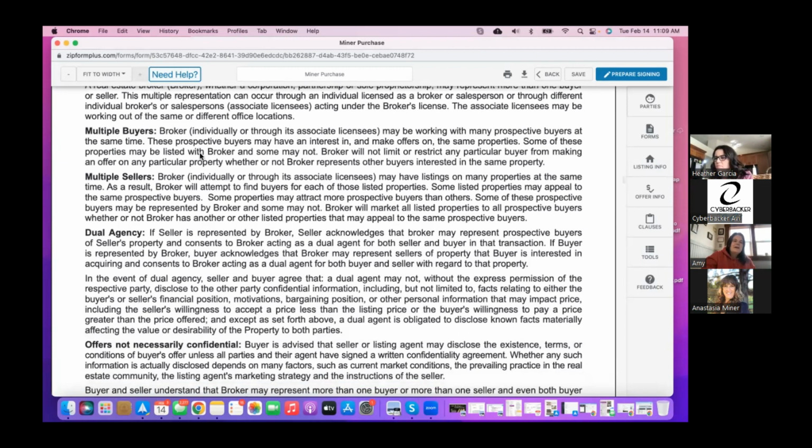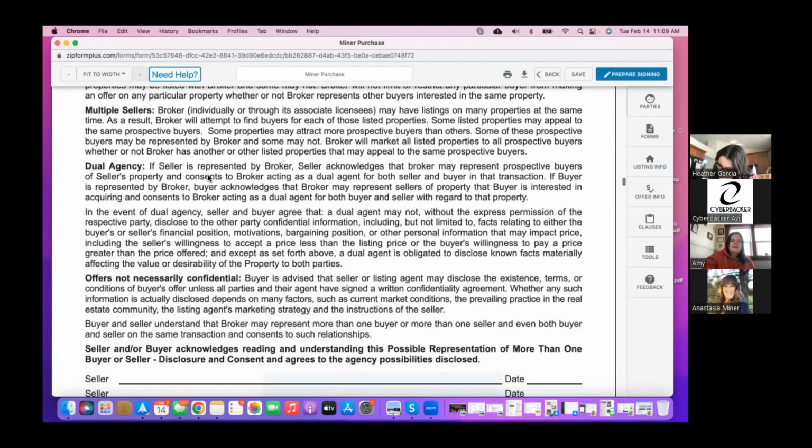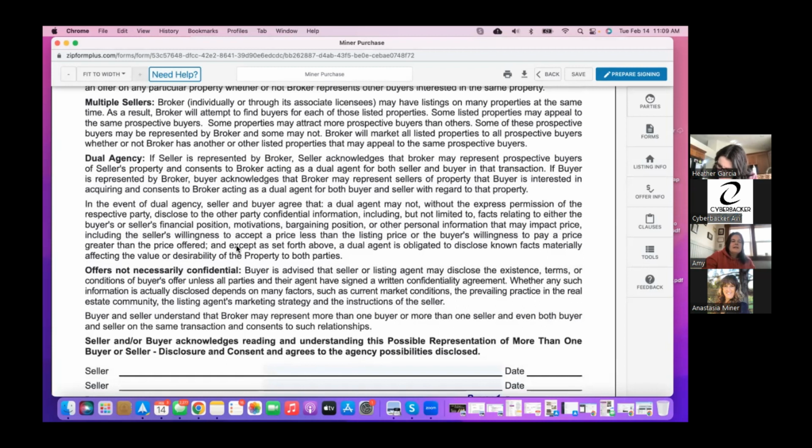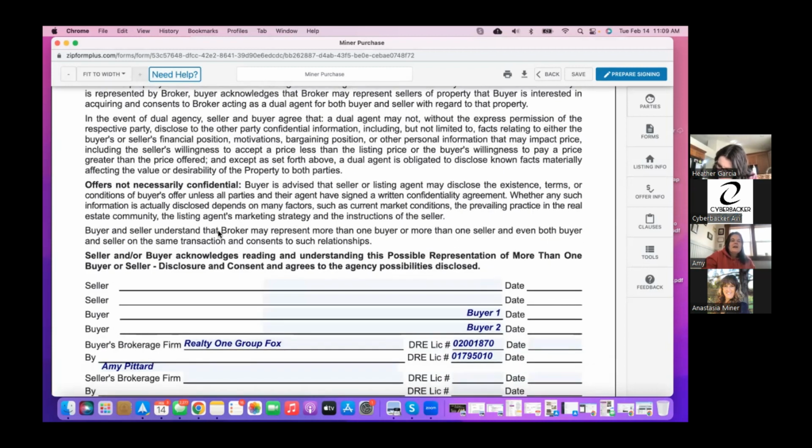We market them all equally and to the masses. Okay. Talks about multiple buyers, multiple sellers, dual agency if we're representing both buyers and sellers, and the fact that the offers aren't necessarily confidential, right? So this applies for our buyers when we are signing that buyer or purchase agreement. We let our buyers know that, hey, your offers aren't confidential, that the seller may disclose information to other potential agents or potential buyers to try to get a better offer. Totally okay to do that.